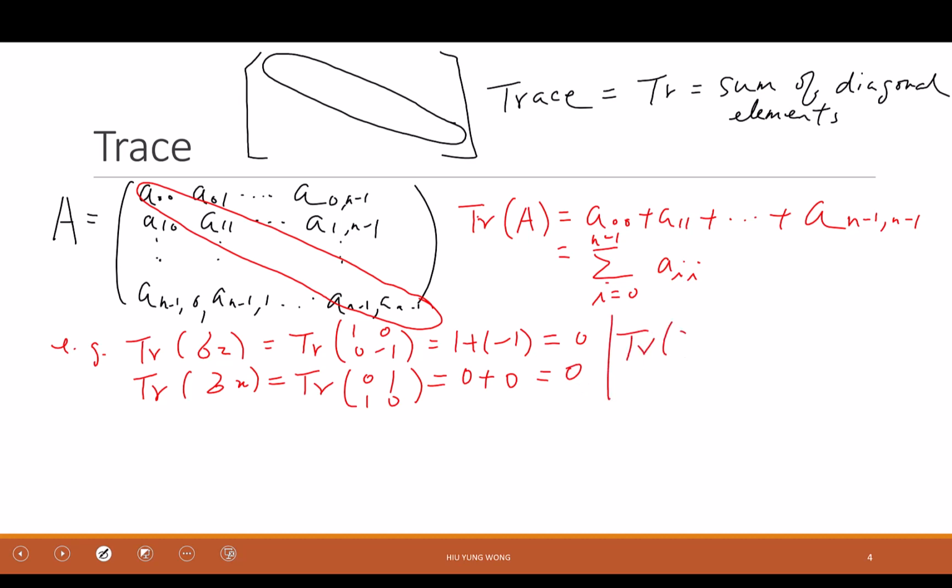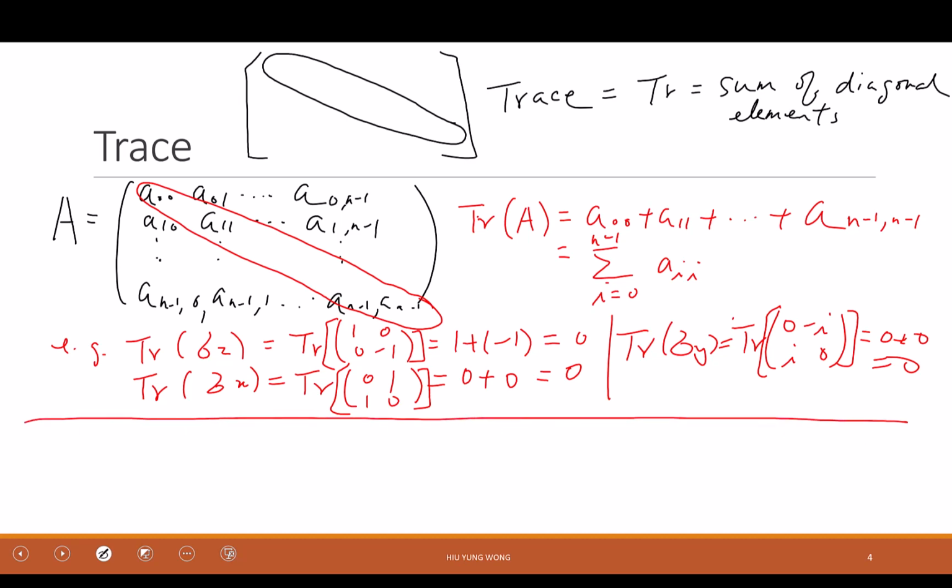What is the trace of sigma y? What is sigma y? 0, minus i, i, 0. So what is that? Here it's actually not very accurate. I should add a bracket because it's a matrix. But that's okay. 0 plus 0 equals 0. So it happens that the trace of all the Pauli matrices is 0. That's their characteristic. Okay?